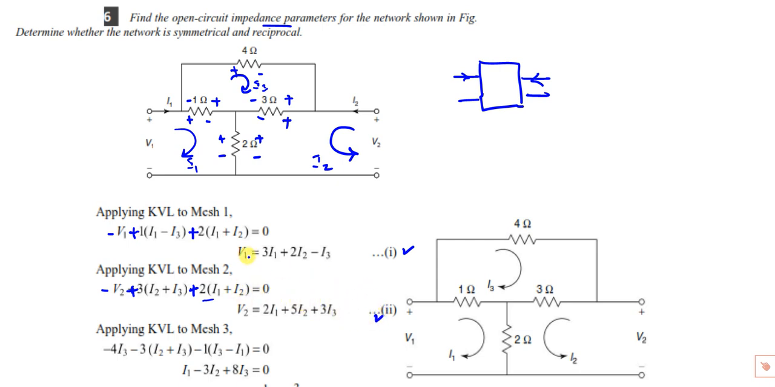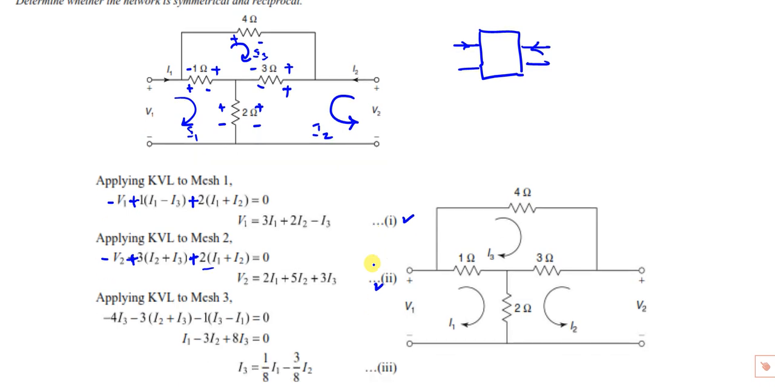Actually in Z parameters, V1 and V2 are expressed in terms of I1 and I2 alone. But here an extra term I3 is there, in both equations. So you have to eliminate this I3. To eliminate it, you have to write KVL for mesh 3.